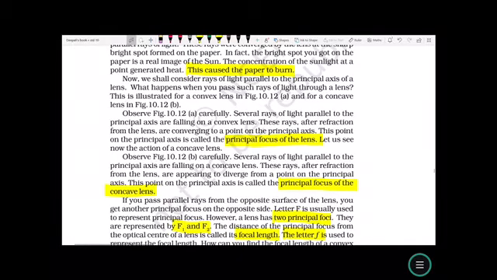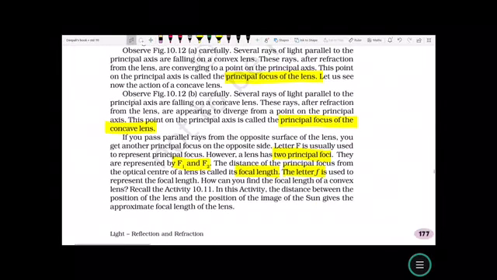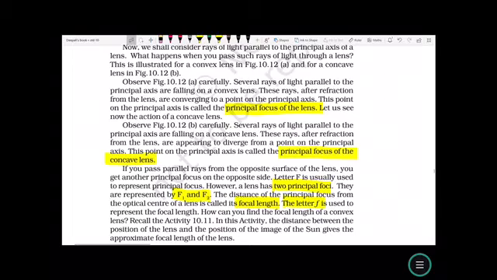Now we shall consider a ray of light parallel to the principal axis of a lens. What happens when you pass such a ray of light through the lens? This is illustrated by a convex lens in figure 10.12a and for a concave lens in figure 10.12b.